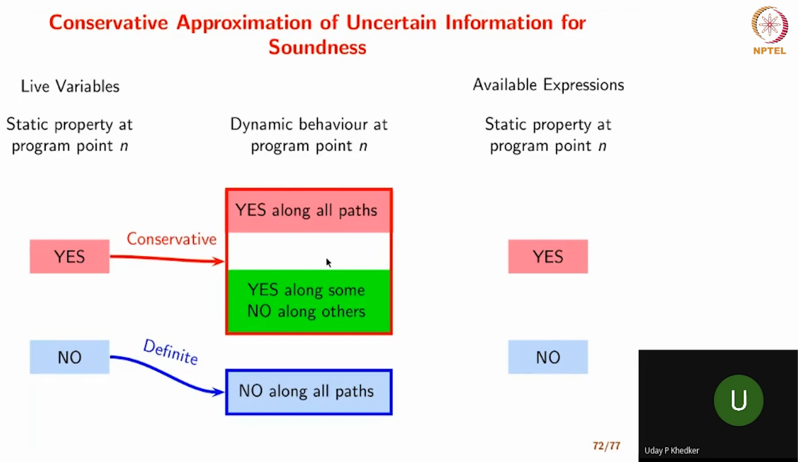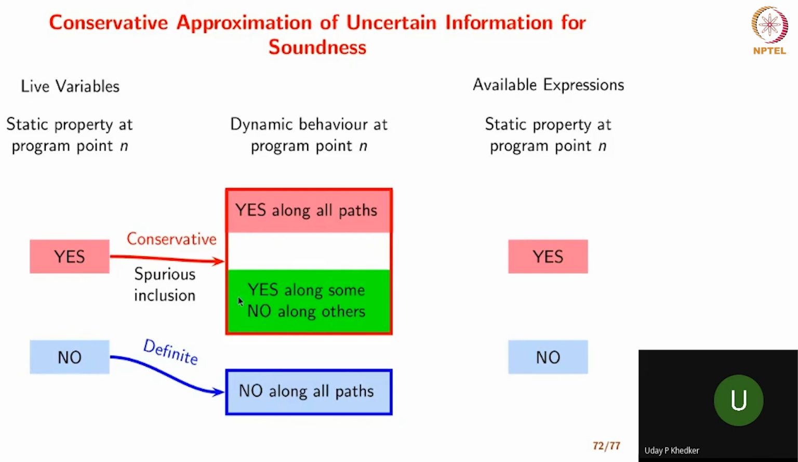So it turns out that for live variables analysis, spurious exclusion gives us the conservative value. We say a variable is live if it is live along some path. So therefore we give the answer yes for both yes as well as yes or no.